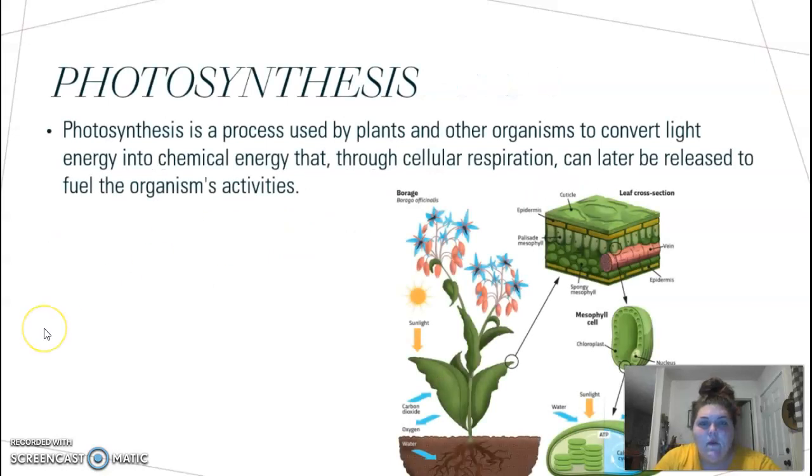Alright. So next I broke down what photosynthesis is. It's a process that is done by absorbing light and converting that into energy. And through cellular respiration, it is later able to release into the plant itself and cause fuel for whatever the plant needs to do.